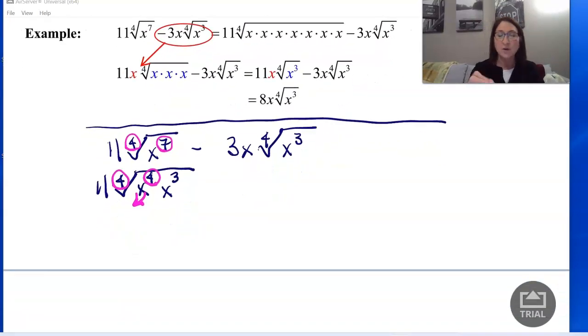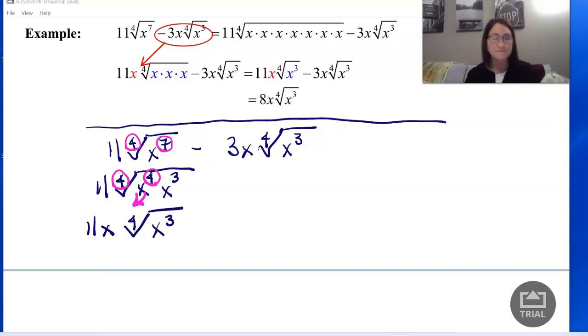That helps us because now I have an exponent that equals the index, and so I can take out 1x. So that is going to give me 11x fourth root x cubed. Okay, so I simplified that radical. Now let's go to our second term. For this one, my radical is already simplified. Actually, I'm going to just carry it down. So minus 3x fourth root x cubed.